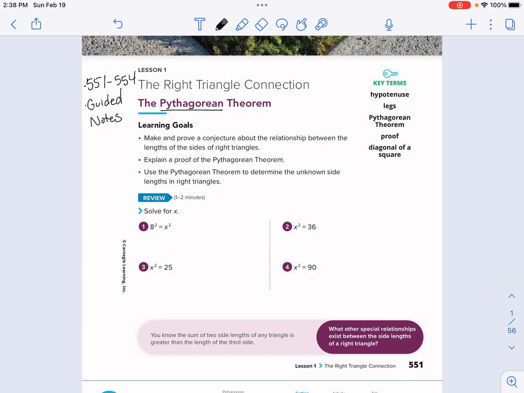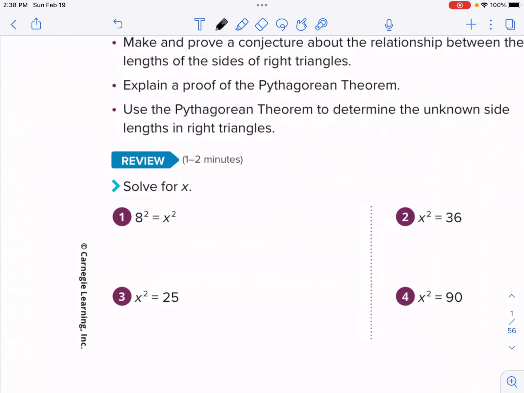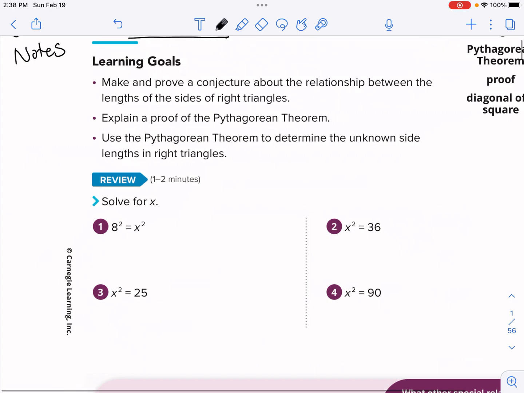Okay, so the learning goals here: we're working with the Pythagorean theorem and finding unknown side lengths. So we'll talk about what it is, what it's used for, and where you would see this. So let's start on our review though.